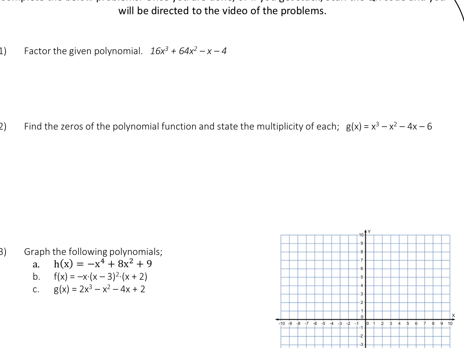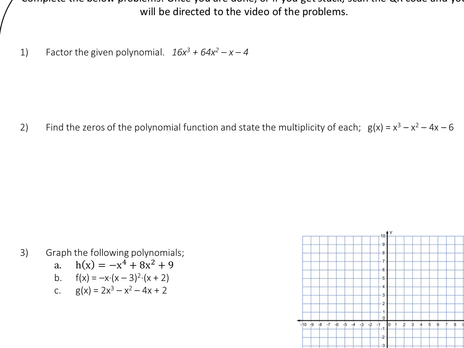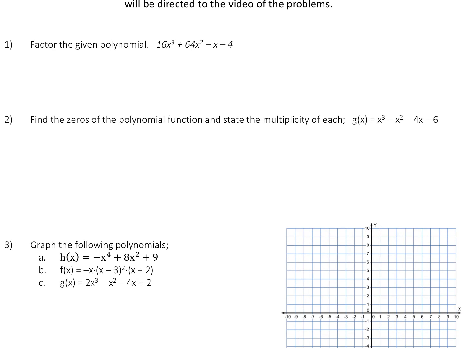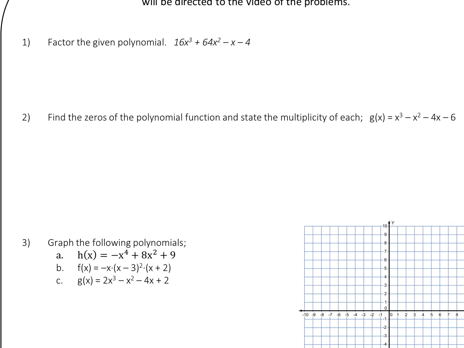Okay, let's take a look at problem 2 in our independent practice station. So we are trying to find the zeros for g of x equals x cubed minus x squared minus 4x minus 6. Now, the easiest thing would be if this factored, but unfortunately, it does not factor. So instead, what I'm going to have to do is make a list of possible answers, and then we will guess and check our way to finding the correct answer.